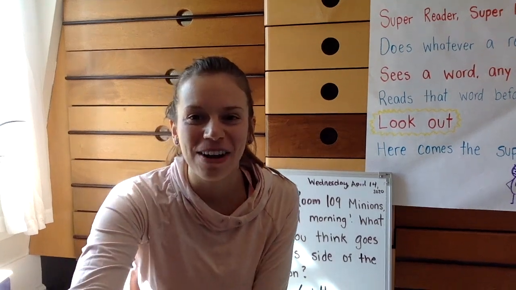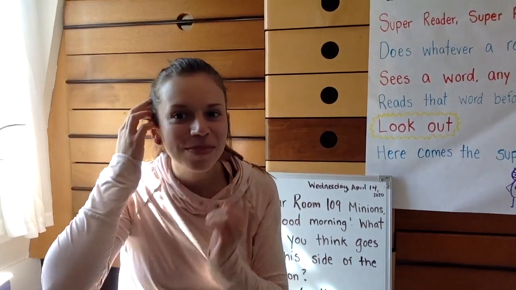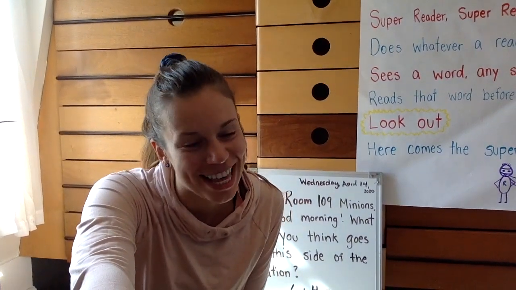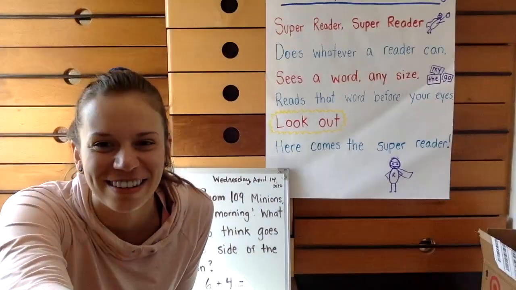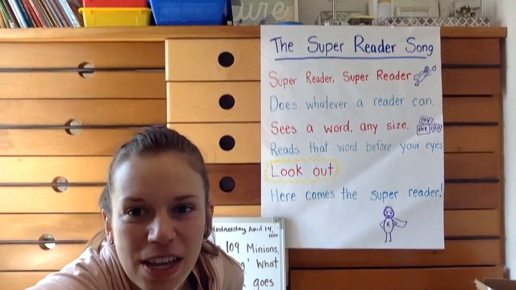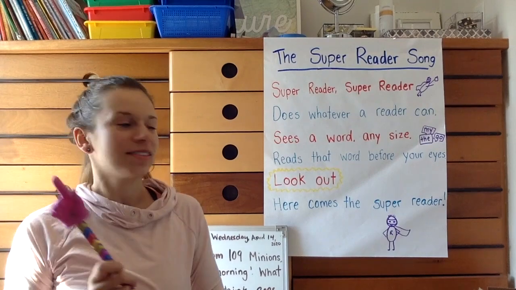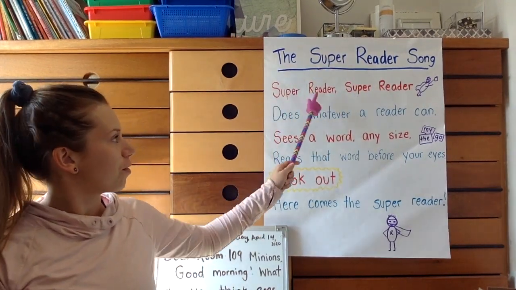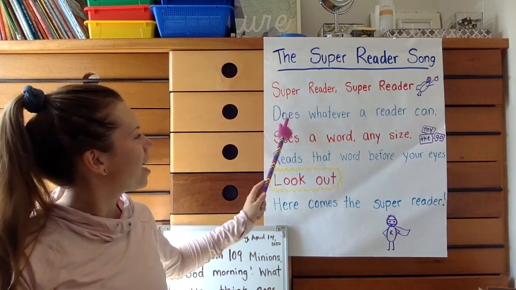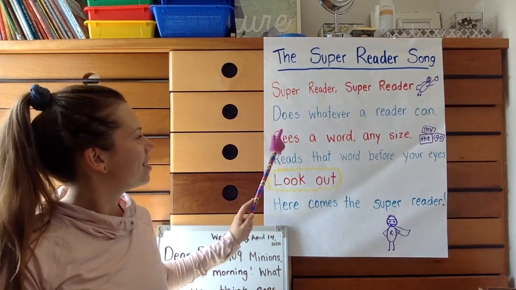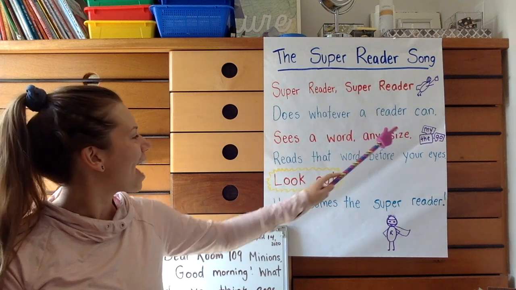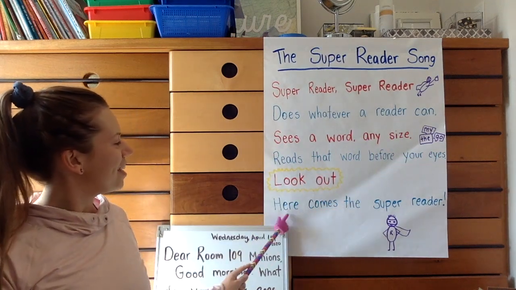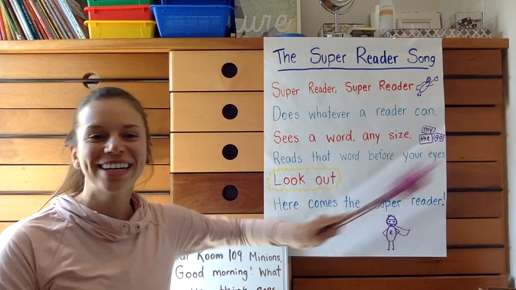And let's do our poem or song today. I have super readers. I was thinking we could practice it again so we make sure we learn it. Ready? You can sing it with me. The Super Reader Song. Super reader, does whatever a reader can. Sees a word, any size, reads that word before your eyes. Look out, here comes the super reader.